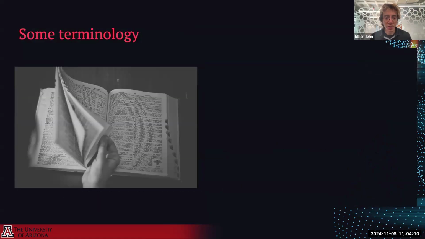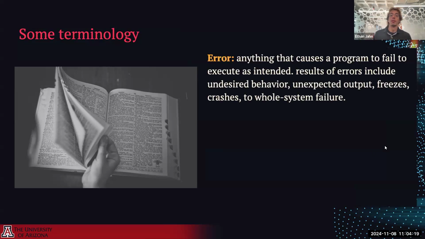So some terminology to start off with, just to lay the groundwork, making sure that when we use these terms, we're all on the same page. An error is anything that causes a program to fail to execute as intended. Results of errors can include undesired behavior, unexpected output, freezes, crashes, anything up to system failure. So it could be just, when you run your program, you get a weird value out of it, and it just doesn't behave the way that you expected it to. That could be considered an error.